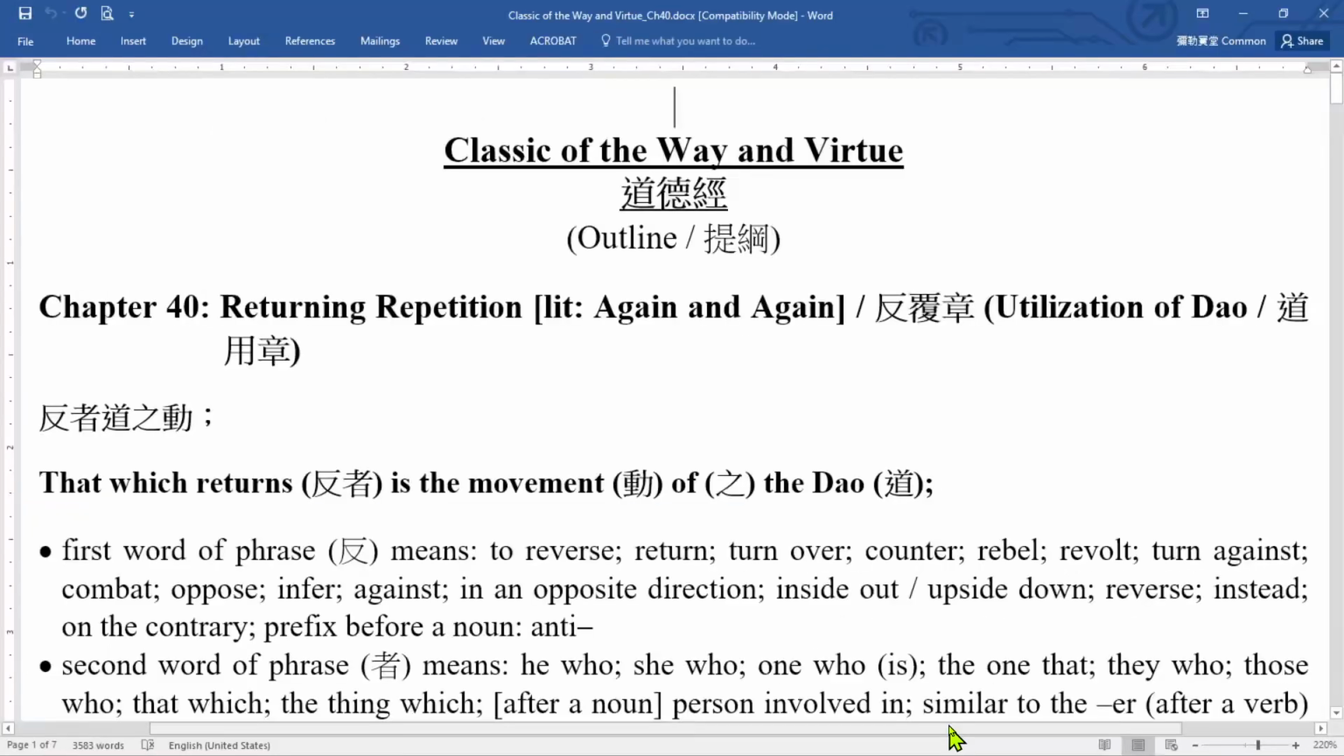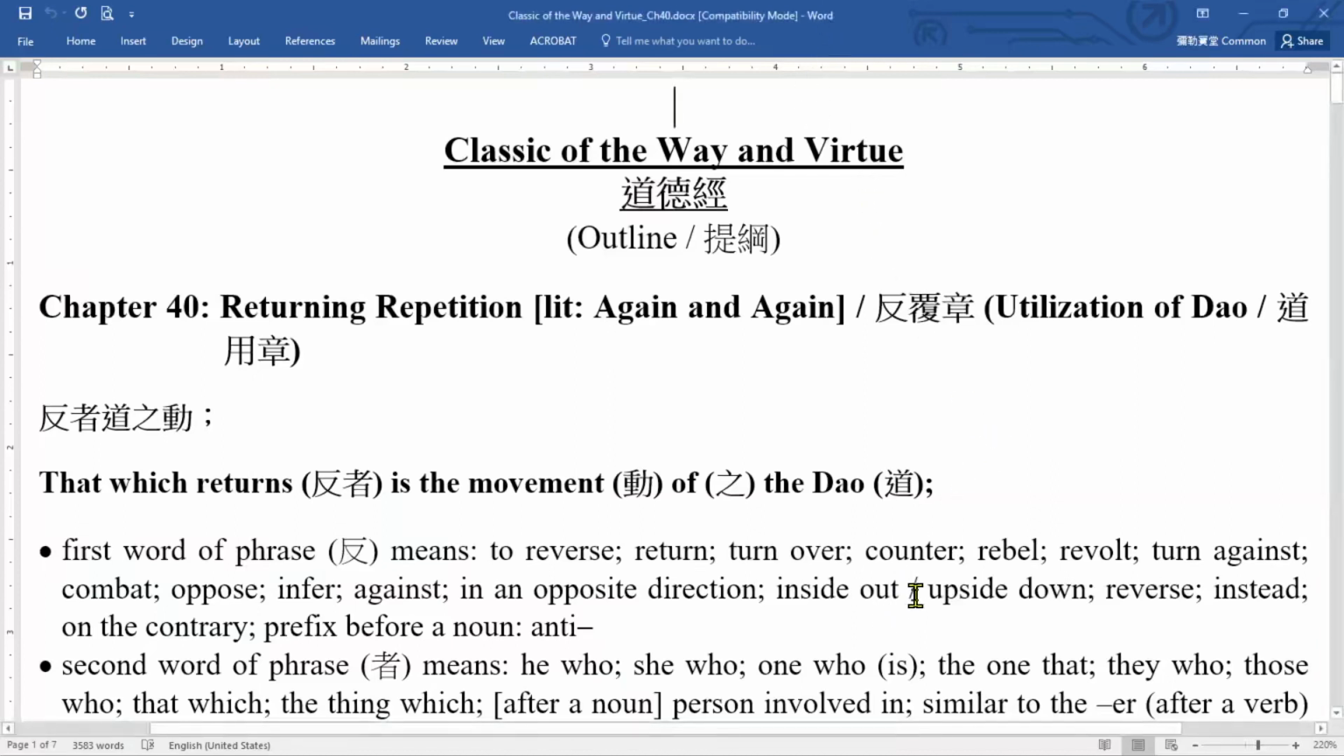The title is called Fan Fu, or returning repetition. I mean, it's kind of redundant. Literally, if you look up the dictionary, Fan Fu could mean again and again, or once again, or something like that. The other alternative title is called Utilization of Tao, about how the Tao works.